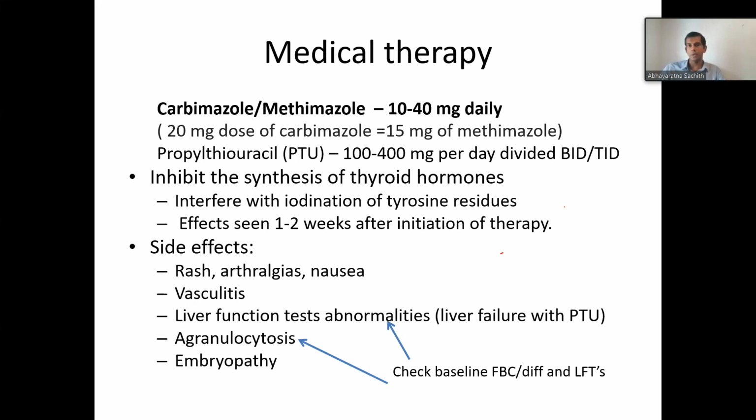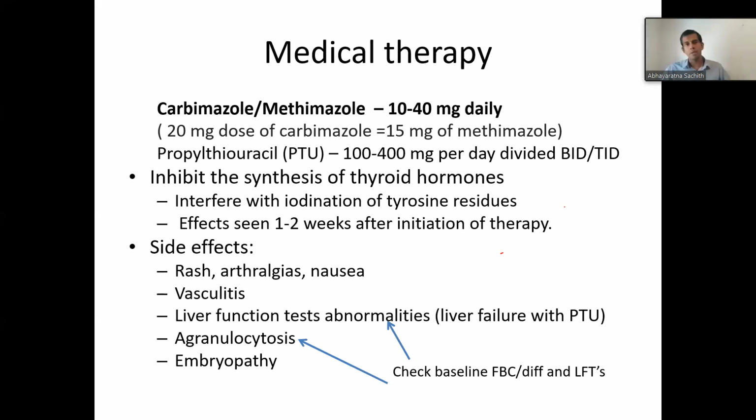So dose-wise, if you are changing, methimazole is also available as a treatment. If you give 20 milligrams of carbimazole, that is equivalent to 15 milligrams of methimazole. General starting doses are like 20 to 40 milligrams. There is no hard and fast rule to say what the real starting dose is. That depends on your T4 level.